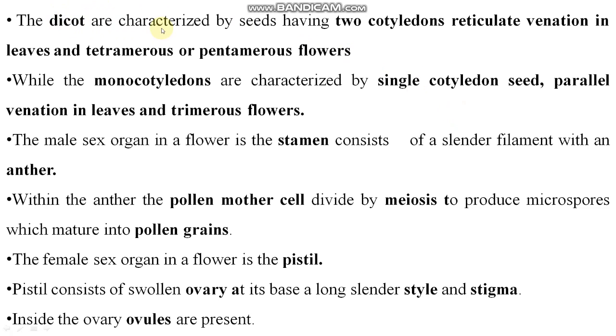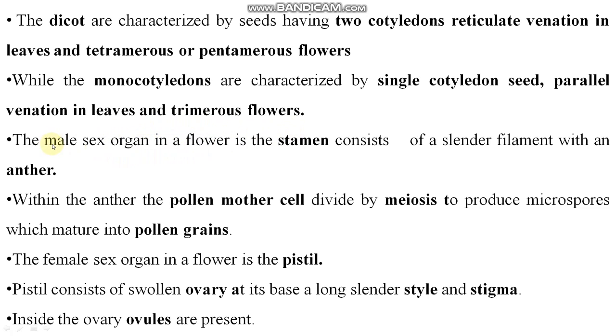So the dicots are characterized by seeds having two cotyledons, reticulate venation in leaves, and tetramerous or pentamerous flowers, while the monocots are characterized by single cotyledon seeds, parallel venation in leaves, and trimerous flowers.